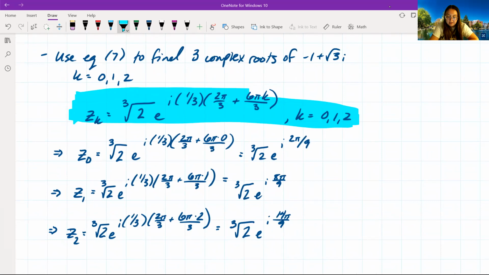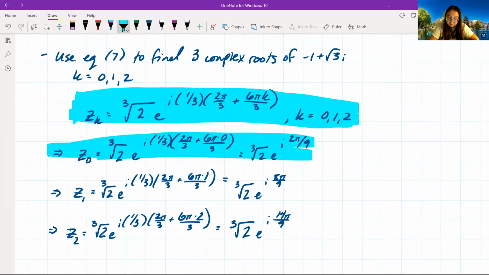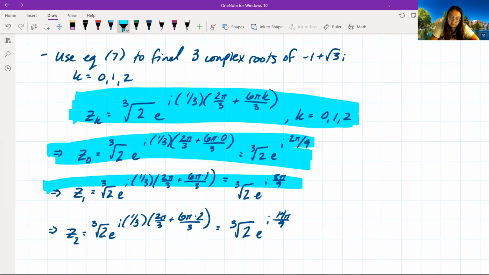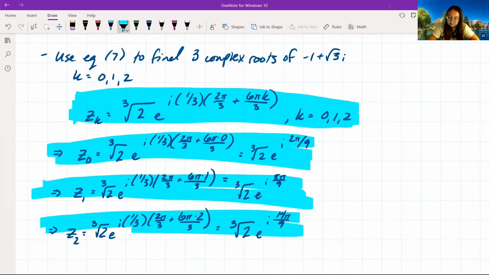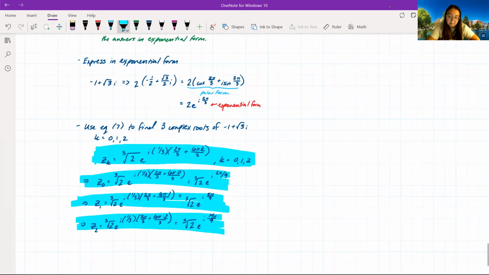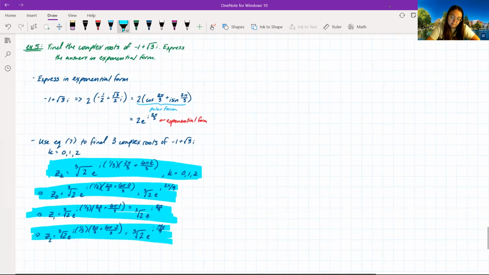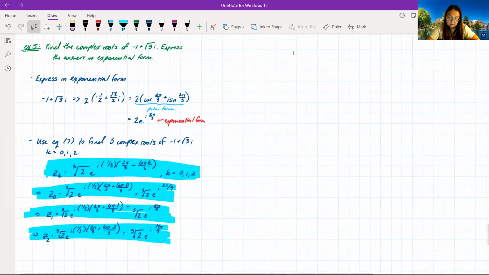So if we wanted to find 3 complex roots, that would be a formula then, and then here would be our 3 complex roots, or those first 3 complex roots, expressed, of course, in our exponential form.